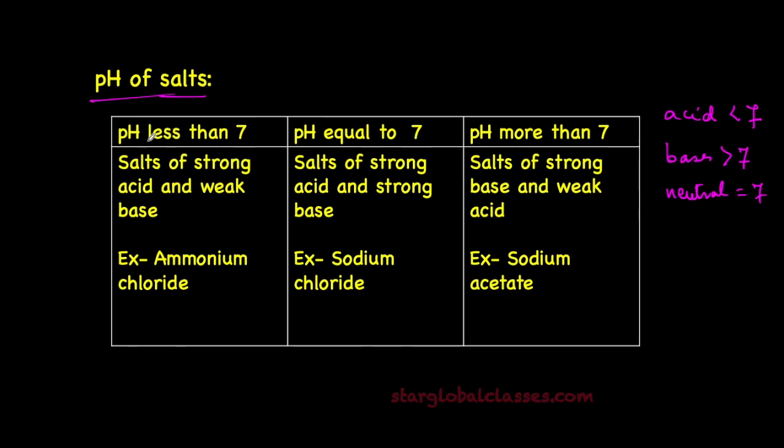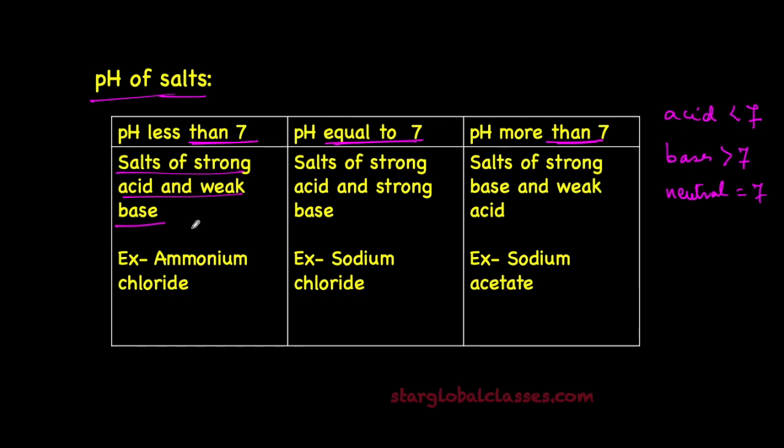Here we are going to see that some of the salts have pH less than 7, some of the salts have pH equal to 7, and some of the salts have pH more than 7. What does it mean? Why do the salts have different pH? Salts of a strong acid and weak base have pH less than 7. Salts show the property of the substance, in terms of pH, which is stronger.